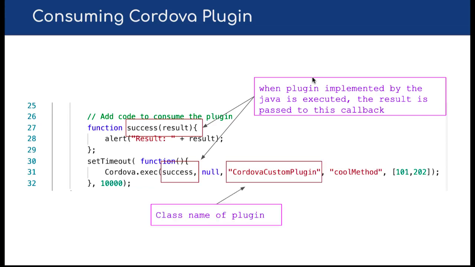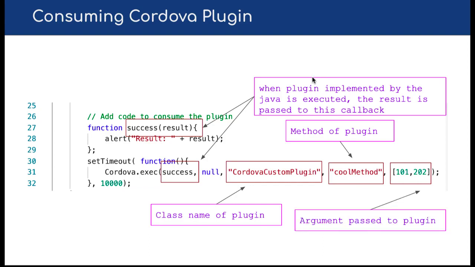And this Cordova custom plugin is our plugin name, basically the class name of plugin, and this is the method name that we will use in our plugin, cool method. Okay, and this is the parameter 101 or 202 is the argument passed to the plugin. So this is how we can use in our code. Now in the next video we'll see how we can create one Cordova plugin and we will consume it.